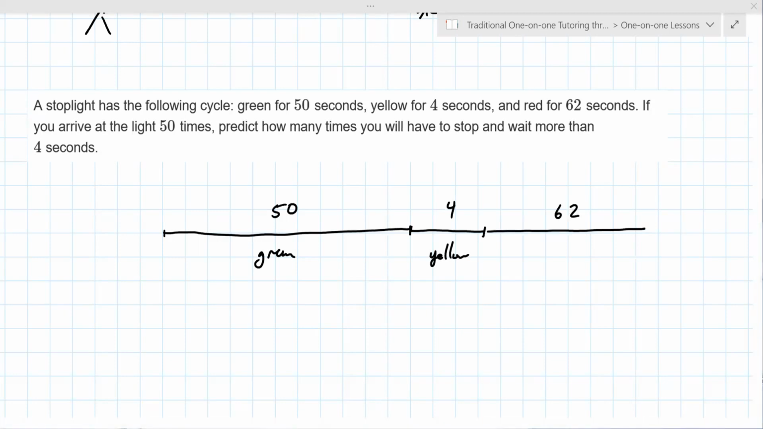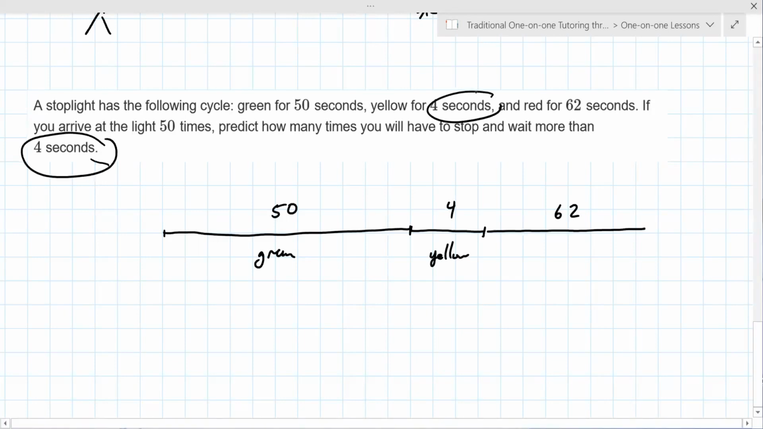You stop. Okay. So if you wait more than 4 seconds, I think what they're trying to say is that if it's yellow, this is really odd. So let's just assume this is right. The wait more than 4 seconds means it's 62 out of 50 plus 4 plus 62. So could you get that number for us, please? Sure.